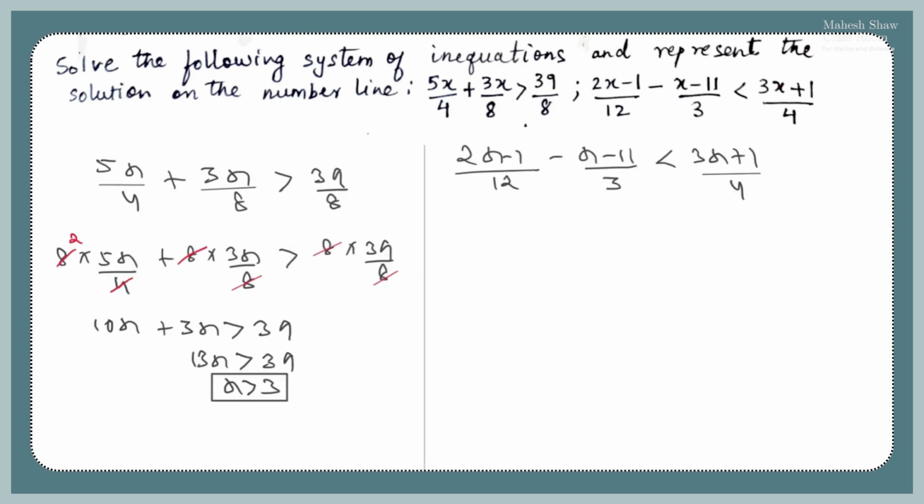Now similar to the first part, here also we will proceed the same way. Now in the next part we have this as the question. So here too we are going to take the LCM of these denominators, that is 12, 3 and 4. LCM is 12. So let's multiply each term by 12. So this is 12 multiplied by 2x minus 1 over 12. Similarly, this is 12 multiplied by x minus 11 over 3, which is less than 12 multiplied by 3x plus 1 divided by 4. So if I reduce this here, 12 and 12 get cancelled.